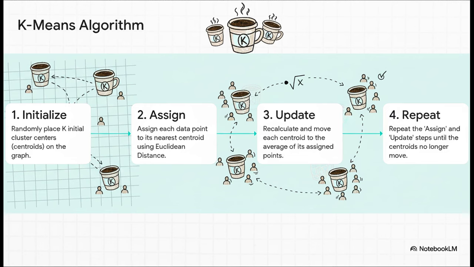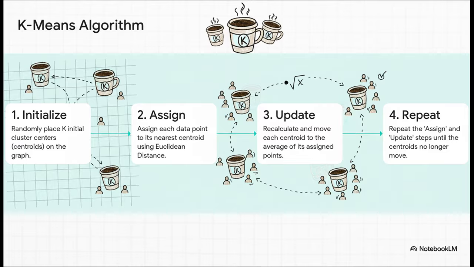We use the simple Euclidean distance formula for that. So, if a person is at coordinate 3, 4, and a shop is at 1, 2, the distance is the square root of (3 minus 1) squared plus (4 minus 2) squared, which is the square root of 8, or about 2.83. Once every person is assigned to a shop, you do the update step. You find the center of gravity for all the customers of one shop, and you move the coffee shop to that new average location. Then you just repeat this whole process, assign, update, until the coffee shop stops moving.